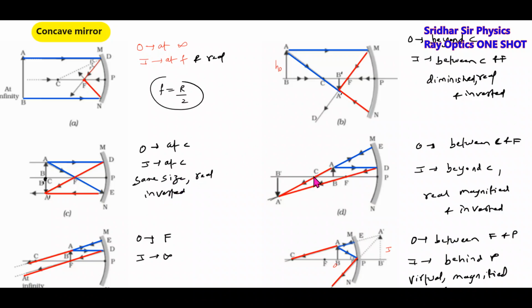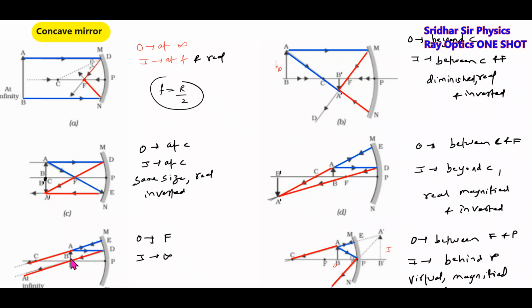Then there's an object kept between C and F. First, the ray incident parallel to the optic axis, after reflection, will pass through the focus. A ray incident normally on the mirror will retrace its path. Both will intersect here, and we will get the image. Where the object is between C and F, the image is formed beyond C, real, magnified, and inverted.